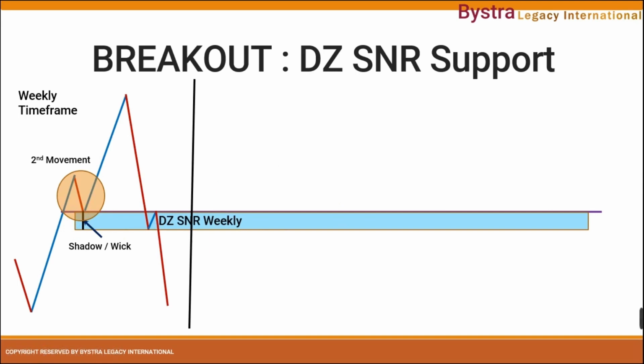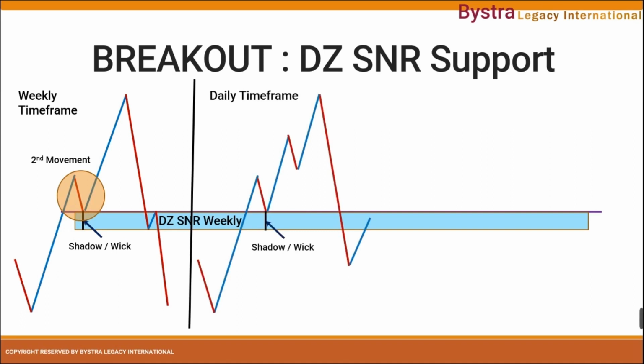Let's look at the daily time frame. In the daily time frame, everything remains the same. This will be our danger zone SNR weekly. So this will be our second movement. So this will be our DZ SNR on the weekly second movement. In the daily, it will become the support.